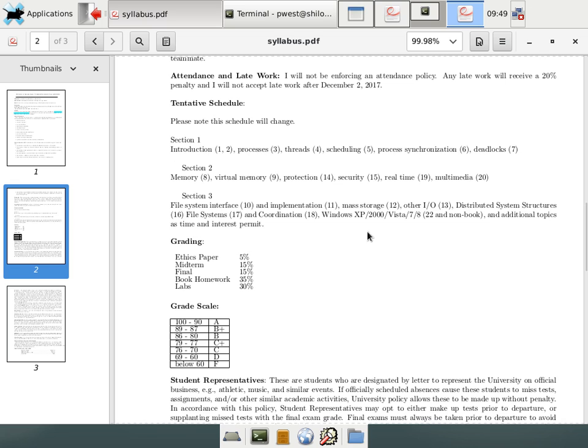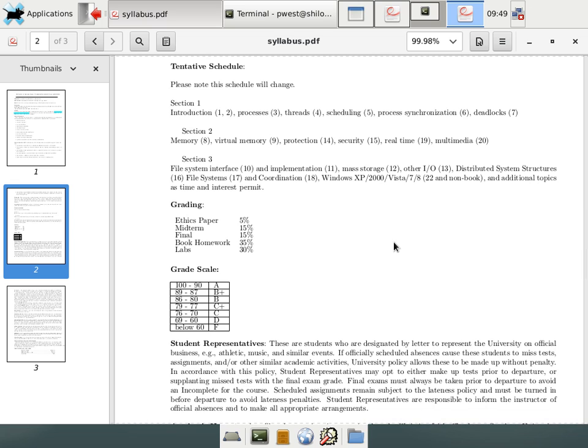And then we'll finish up with a bunch of the other topics: file system, implementation, storage, file systems. And of course, a specific look at Windows, as well as probably Mac and Linux. All right. Any questions on that?